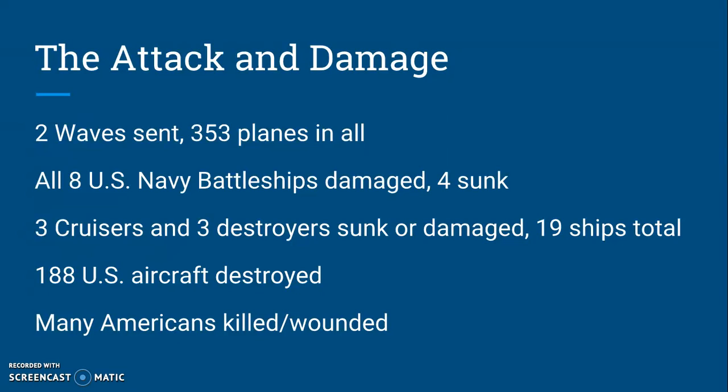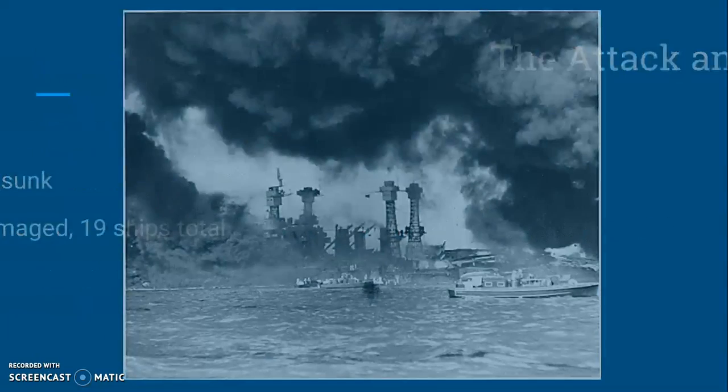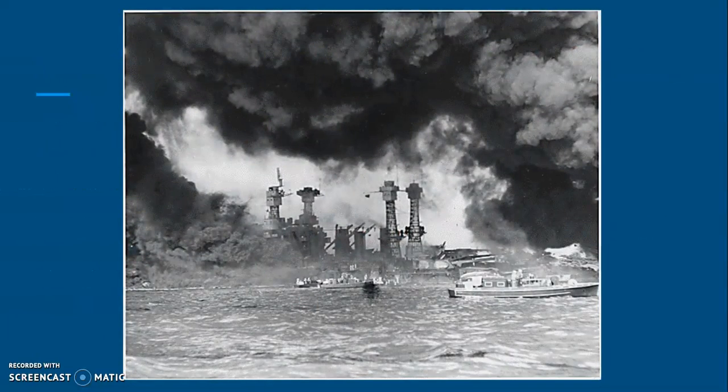So now into the attack and damage. 2 waves totaling slightly over 350 planes were sent for the attack. Damage because of the surprise and unpreparedness of the U.S. was extensive. 19 ships total were either damaged or destroyed, including 8 battleships, along with almost 200 U.S. aircraft. Without fuel in the planes and the ammo locked up, we were unable to get a counterattack going quickly to limit the damage. Many Americans were killed and wounded as a result of the attack. And here is a picture showing some of the damage that was caused.